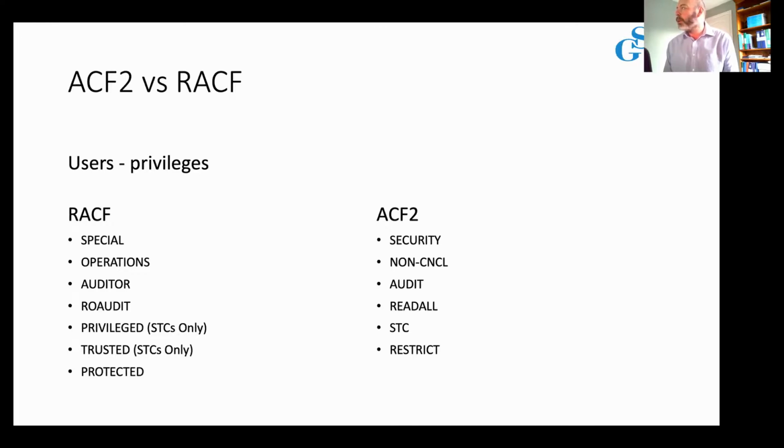It's sort of the equivalent of trusted because it is logged, but it's still quite powerful. And whereas privileged and trusted can only be added to started tasks on RACF, non-cancel can be added to any user ID. So I would hope on your ACF2 systems, you have very few, if not none, non-cancel IDs.